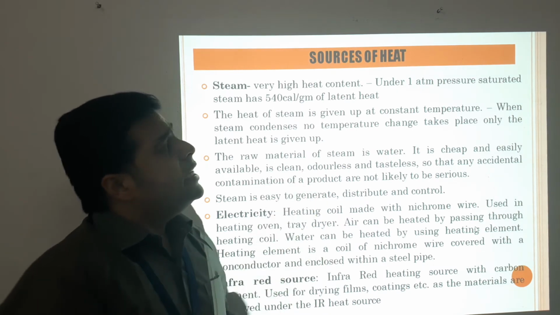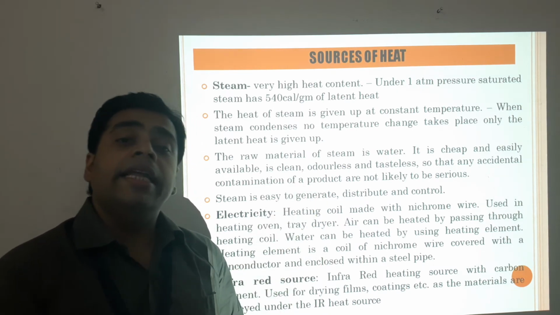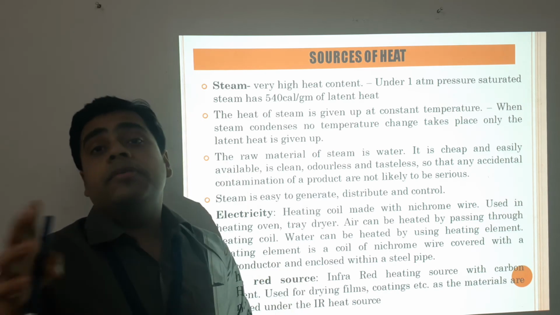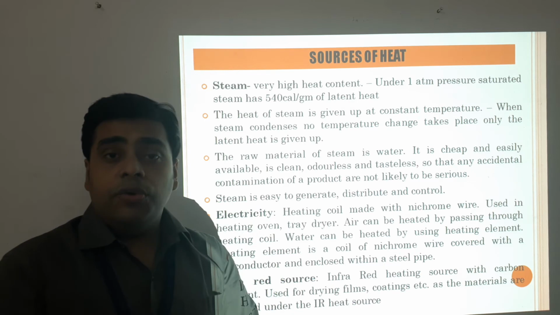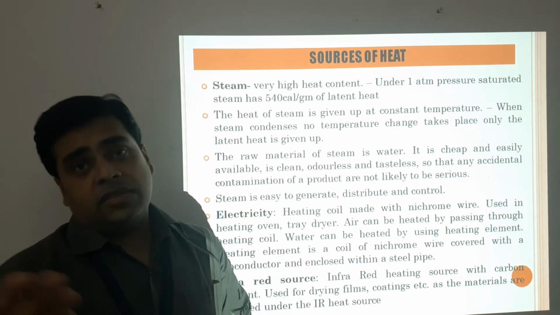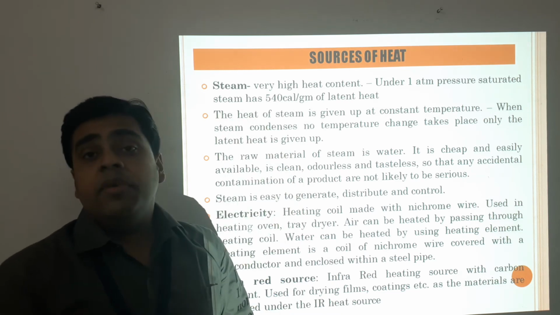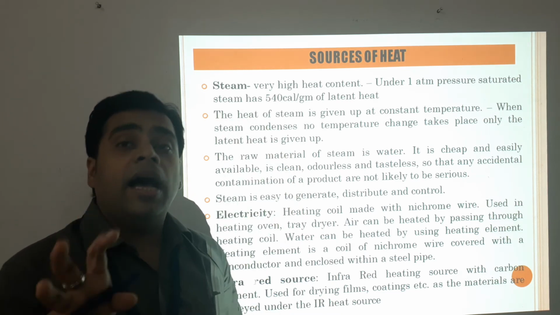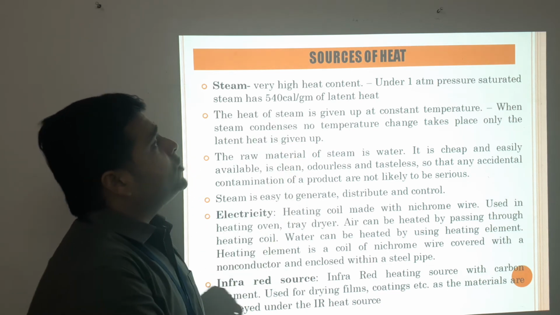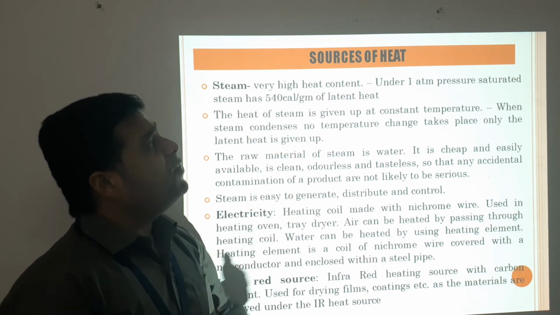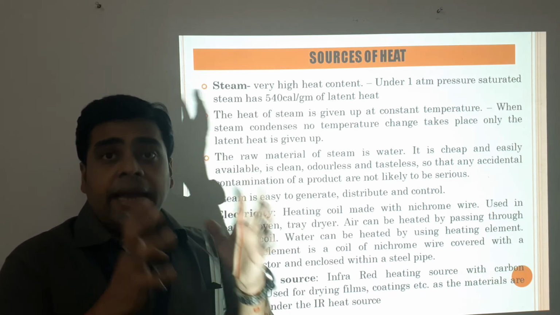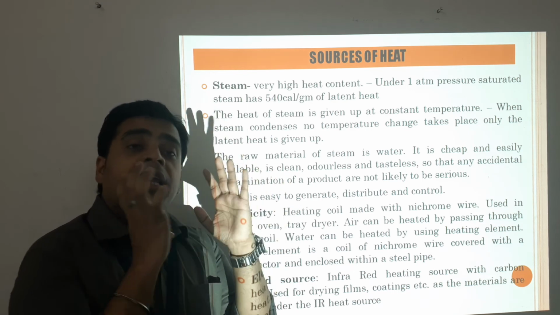Now come to the different sources of heat. As we are studying the transfer of heat, we must know the possible sources of heat mostly used in pharmacy and other processes where heat energy needs to be transferred. First and foremost, we have steam, which provides very high heat content. Under 1 atmospheric pressure, saturated steam has around 450 calories per gram of latent heat. So it has high energy content and provides very high heat.